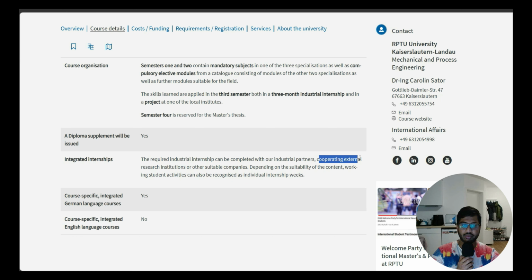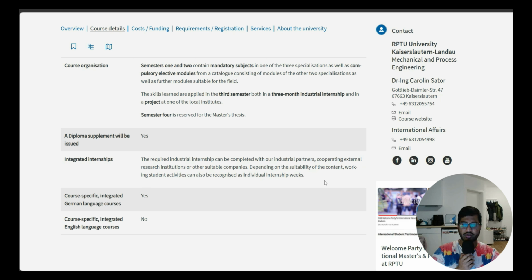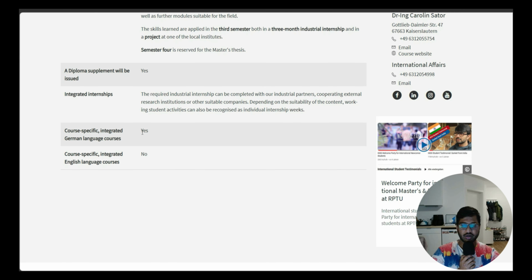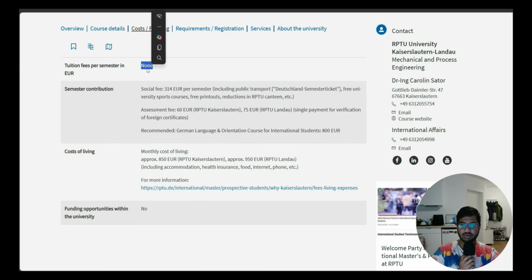And cooperating external research institutes and suitable companies are there. Depending on the suitability of the context, working student activities can also be recognized as individual internship weeks. So usually they also consider that if you get a working student job, they count it as internship weeks. And there are course-specific integrated German courses, yes, and an English course is not there, but a German course is there. That is very good. Tuition fees are none, as we already know.